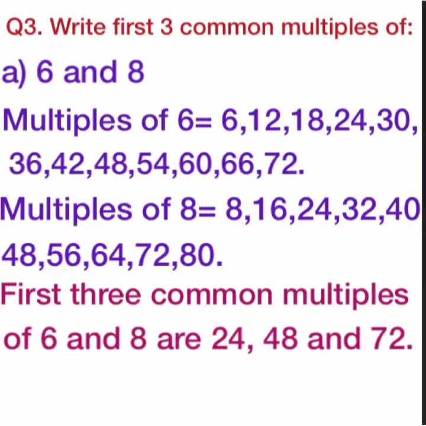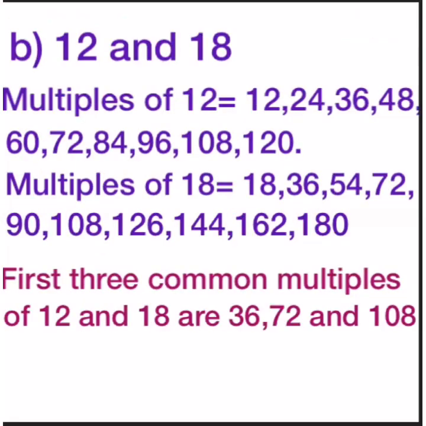Here, children, we have to find the first 3 common multiples, that means the multiples which are common between 6 and 8. And that too, the first 3 common multiples. So the first 3 common multiples of 6 and 8 are 24, 48 and 72. Now move on to the next question.